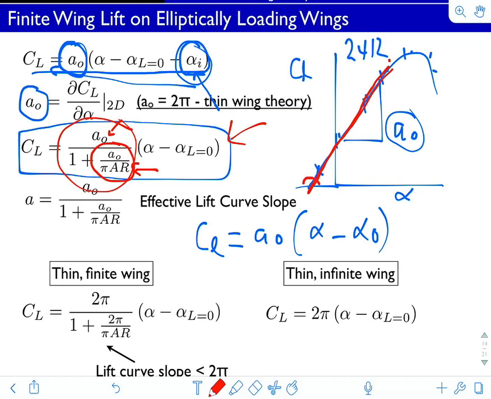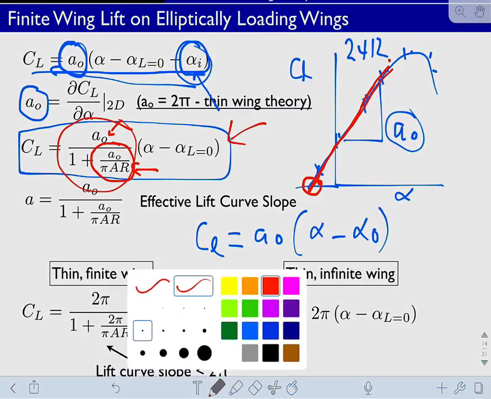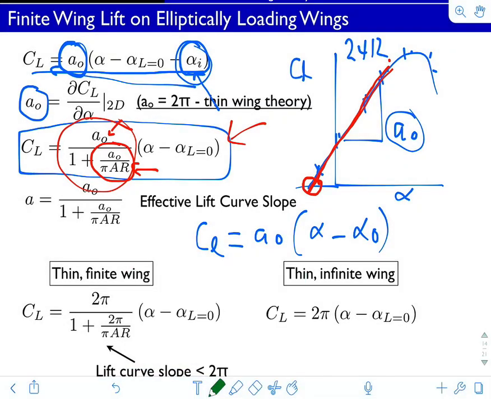Alpha naught is still the same. Once we get to zero lift, it doesn't matter if we're 3D or 2D, we have the same lift coefficient, which is 0. Alpha naught's the same. But for a given aspect ratio, this will produce a line that has less slope. And that slope is going to depend on the original A naught, and it's going to depend on the aspect ratio. The original A naught, which depends on the foil in the wing, is a fixed number.